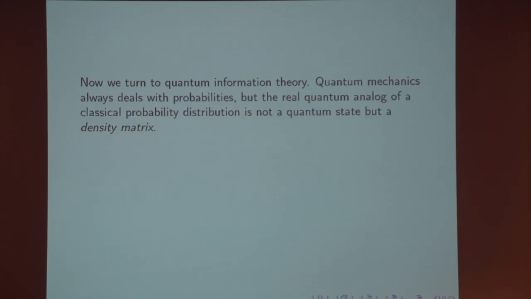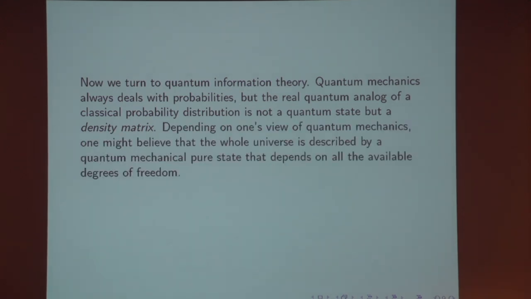Okay, if not, we'll turn on to quantum information theory. So quantum mechanics is always dealing with probabilities, but the real quantum analog of a classical probability distribution isn't a quantum state, but rather a density matrix.